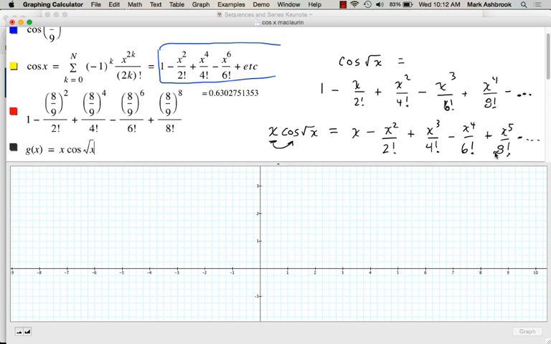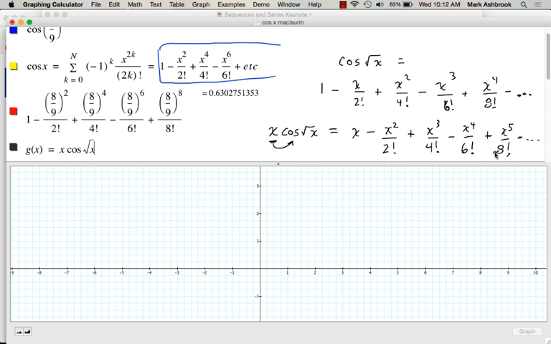Okay. All right. So x cosine radical x then is this. And we just wrote that down in less than 30 seconds, right? So then, again, why do we want this? Because polynomials are really very convenient to work with, and we know if we get enough terms of them, we get a really good approximation.